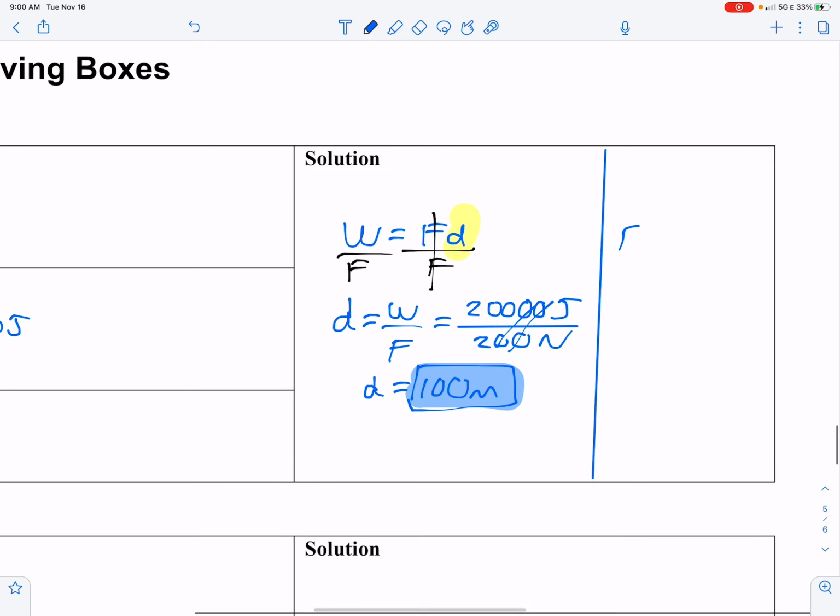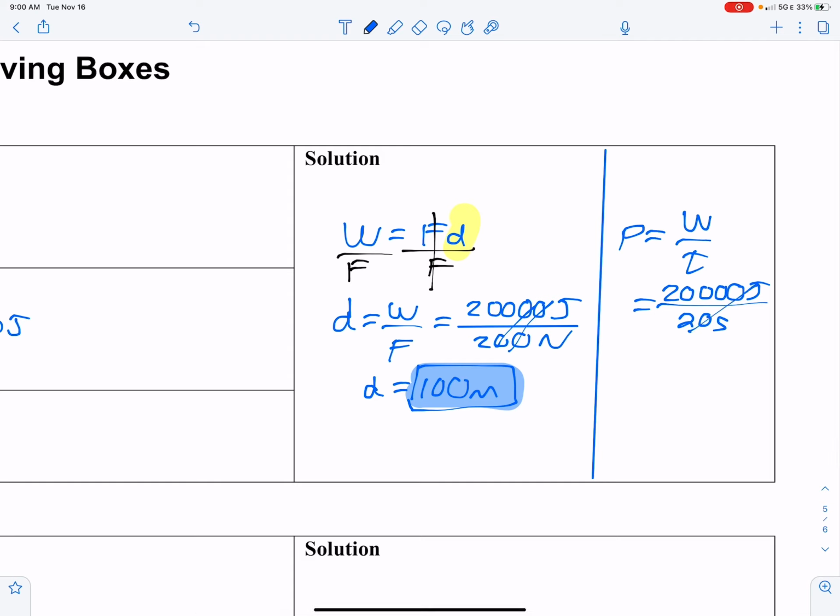Power is equal to work over time. So let's go 20,000 joules of work divided by 20 seconds. Again, one factor of 0 cancels, one factor of 10. Power is 2,000 over 2. 1,000 watts.